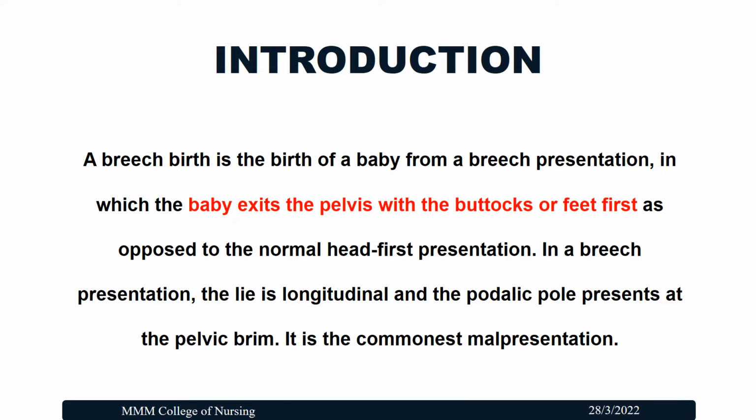Introduction. A breech birth is the birth of a baby from a breech presentation, in which the baby exits the pelvis with the buttocks or feet first, as opposed to the normal head first presentation. In a breech presentation, the lie is longitudinal and the podalic pole presents at the pelvic rim. It is the commonest malpresentation.